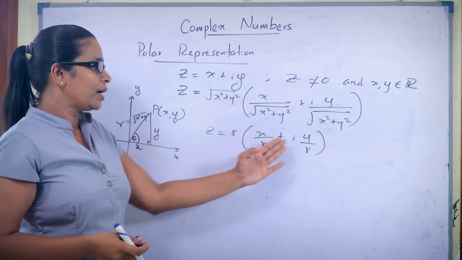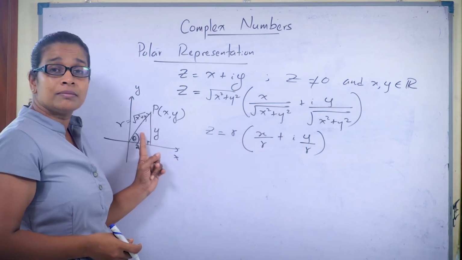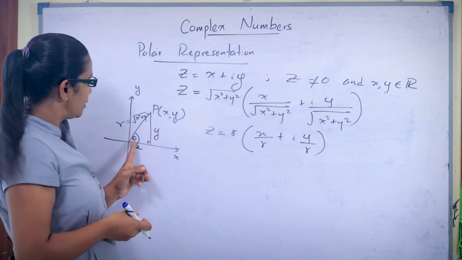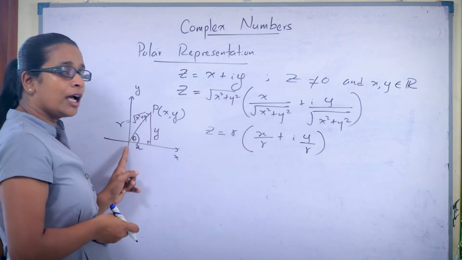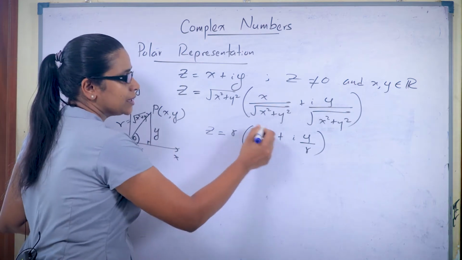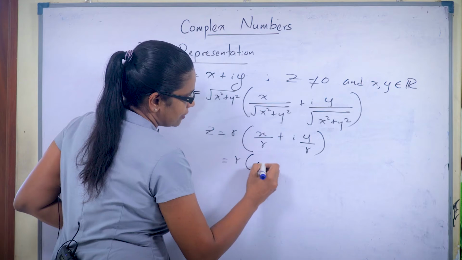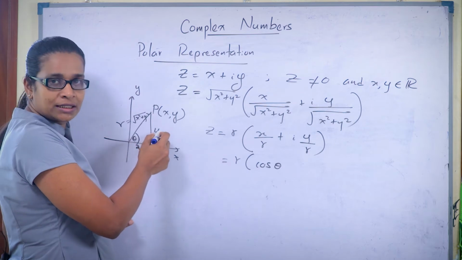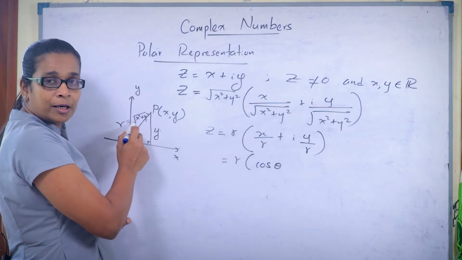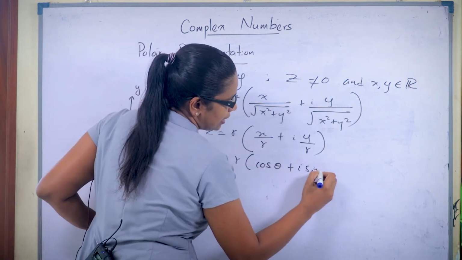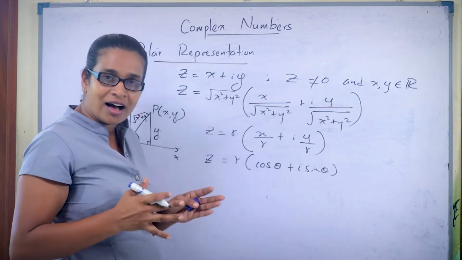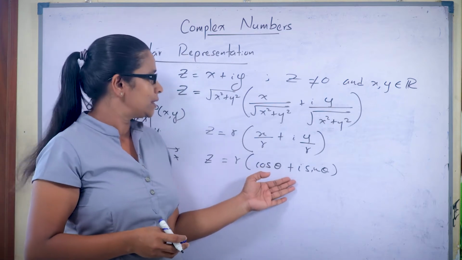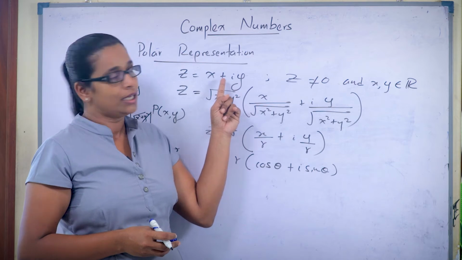Now try to compare these values with this triangle. x over r, what does it mean? x is the adjacent side for this angle and r represents the hypotenuse. So x over r represents cos theta. Then what about y over r? y means the opposite side of the triangle for this angle, and r means hypotenuse. So this is sine theta. So Z equals r (cos theta plus i sine theta). That's what I explained. This is the polar representation of a complex number in this format.